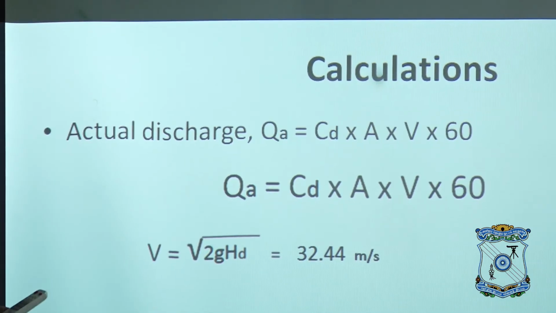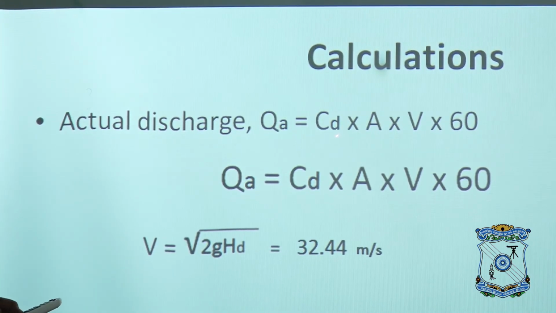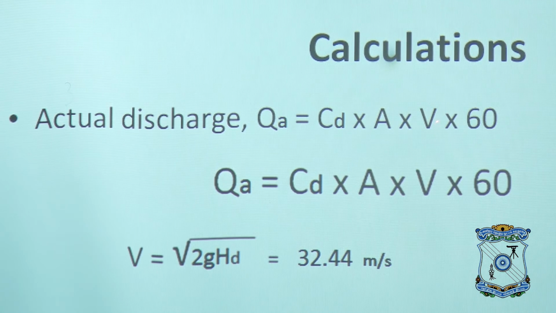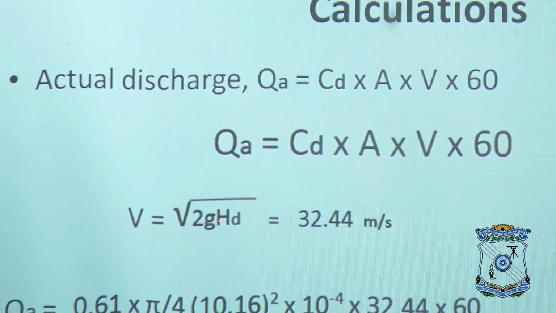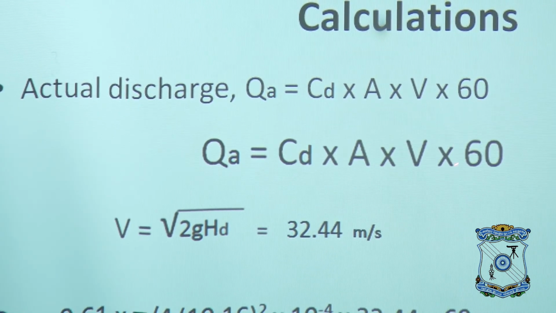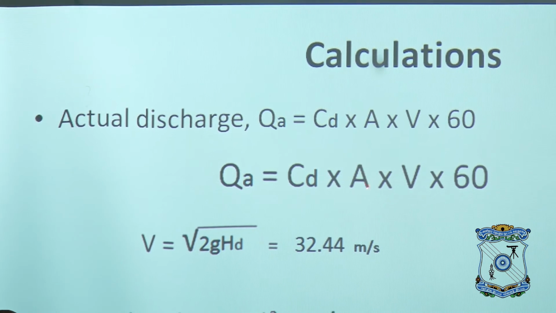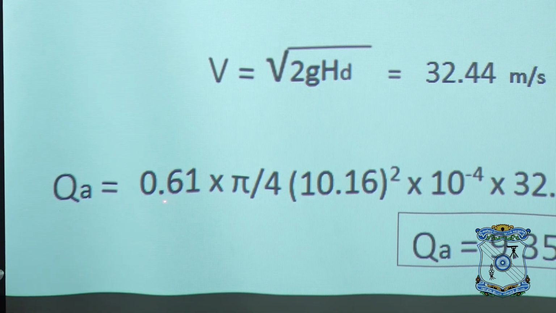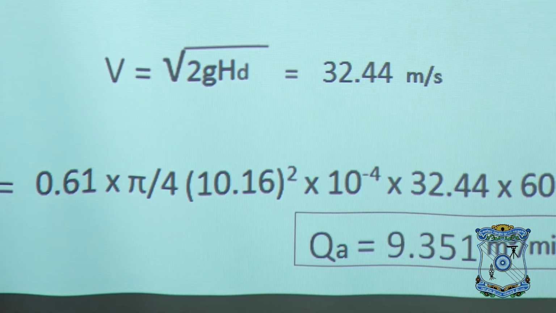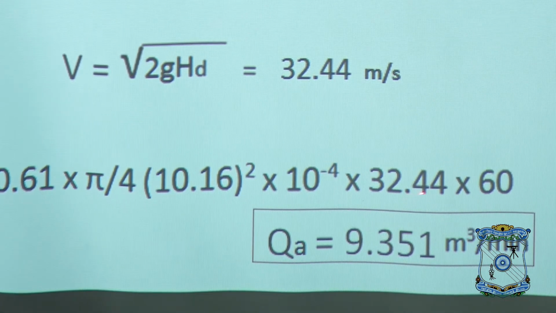Then the actual discharge QA is determined by Cd, the coefficient of discharge, into A, the area of the orifice, which is known to us, into the velocity, that is root of 2g HD, into 60. So QA is the product of all these terms: Cd, the coefficient of discharge, the area of the orifice and the velocity. QA is Cd, the coefficient of discharge, 0.61, into area, pi by 4 d square, into V, the velocity, 32.44 meter per second, into 60.